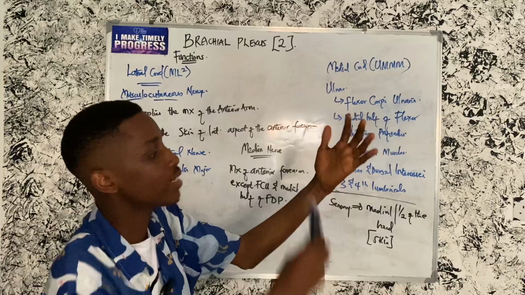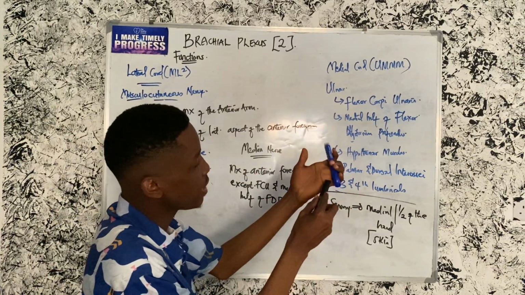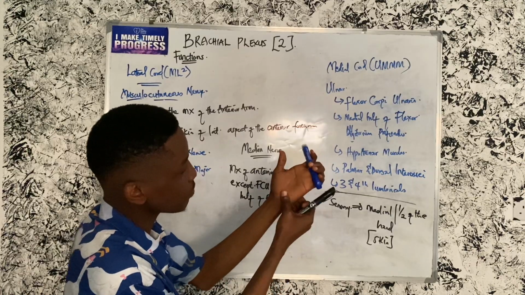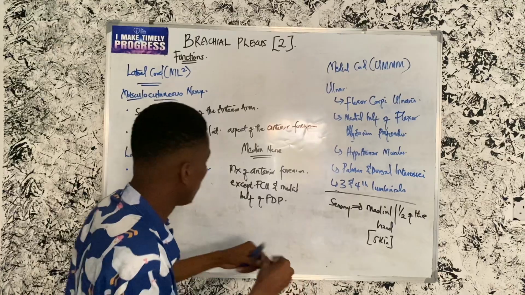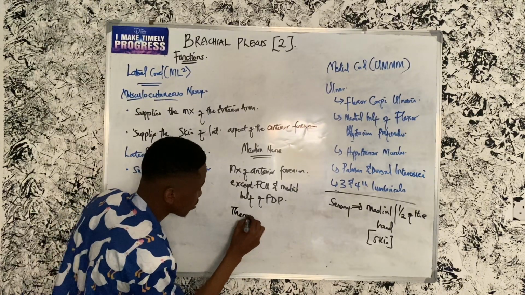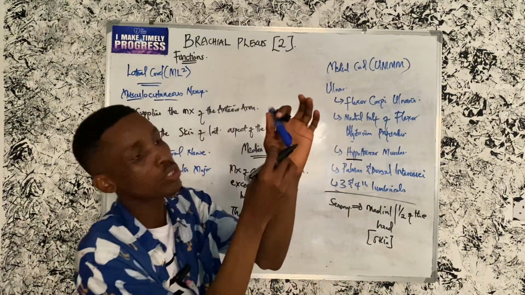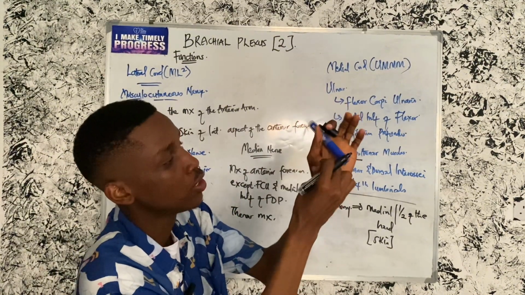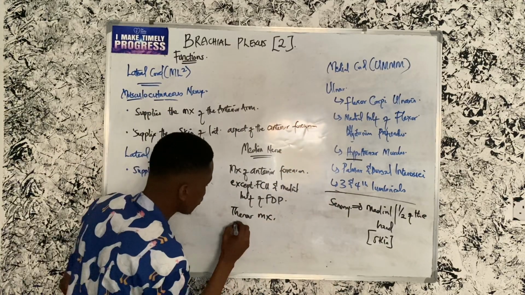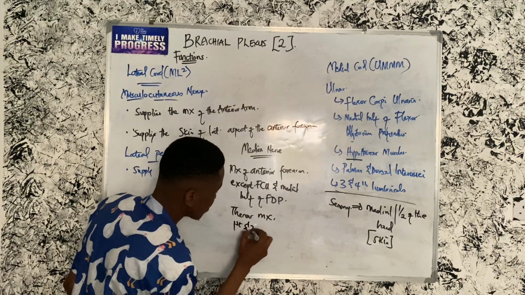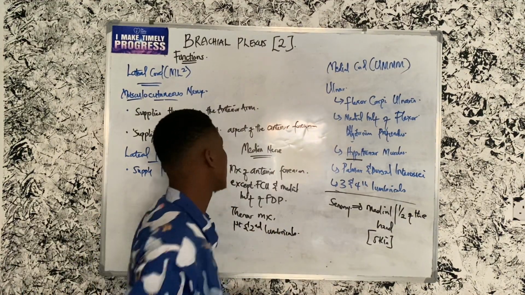When you come to the hand, what the median nerve will supply right here in the hand is that the median nerve will supply the thenar muscles. Please remember, these guys supplied hypothenar. So this is called thenar eminence. This is called hypothenar. So median supplies here, ulnar supplies here. Then beyond that, it will also supply the first and second lumbricals. So that is that for that.